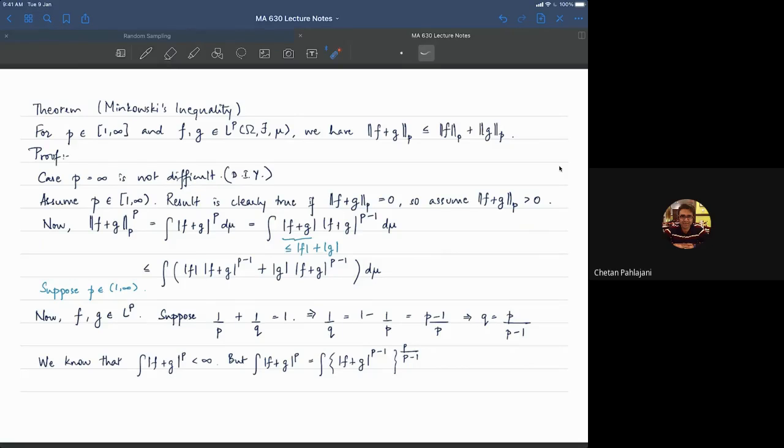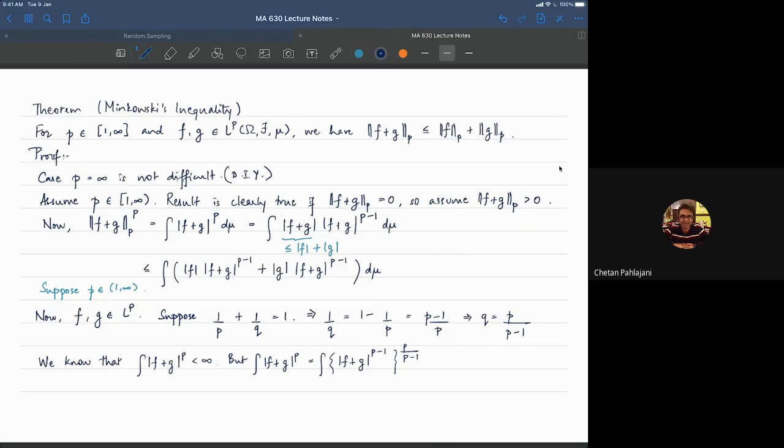Okay. So in this case, I'll find the conjugate exponent q. q is going to be p/(p-1). Now again, remember I'm taking p in the open interval (1, infinity), so q is going to be finite, by the way. Okay.